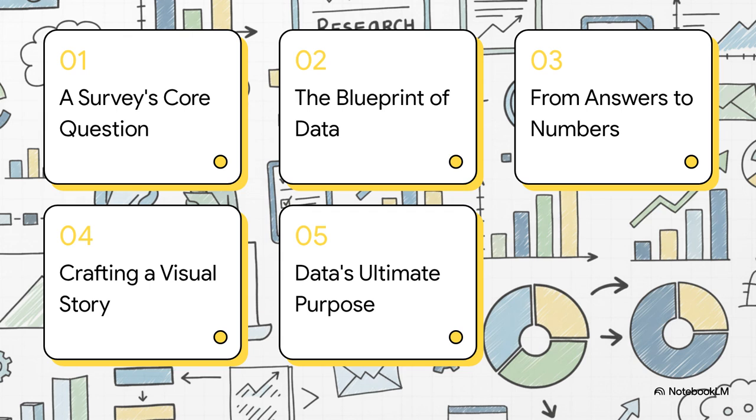So here's the game plan. We're going to break this down into 5 key steps. First, we'll figure out the why, the core question that started the whole thing. Then, we'll look at the blueprint researchers use to organize all the answers. After that, we'll see how those words and opinions get turned into numbers. Next up, the fun part, crafting a visual story with charts. And finally, we'll get to the real heart of it. What's the ultimate point of all this work?